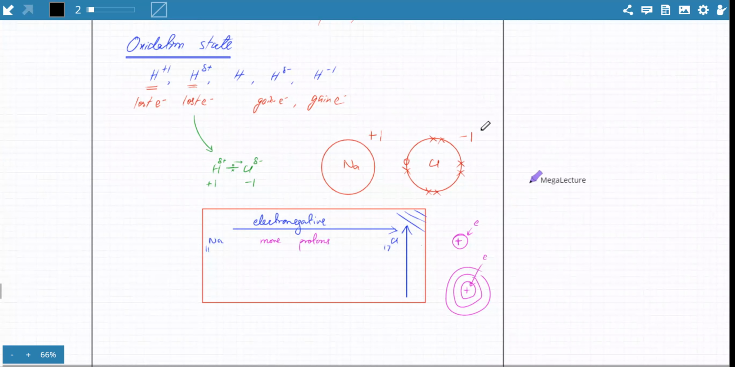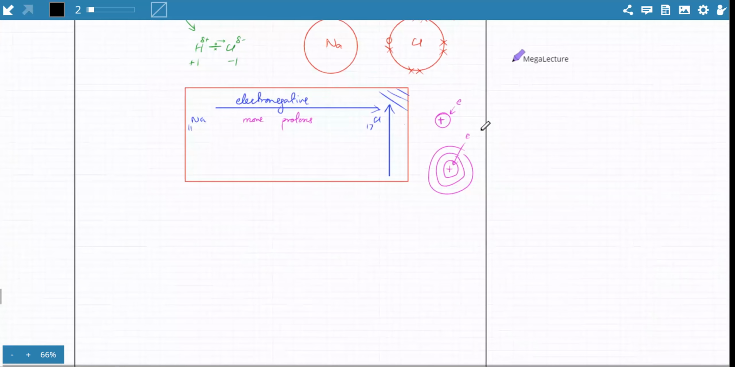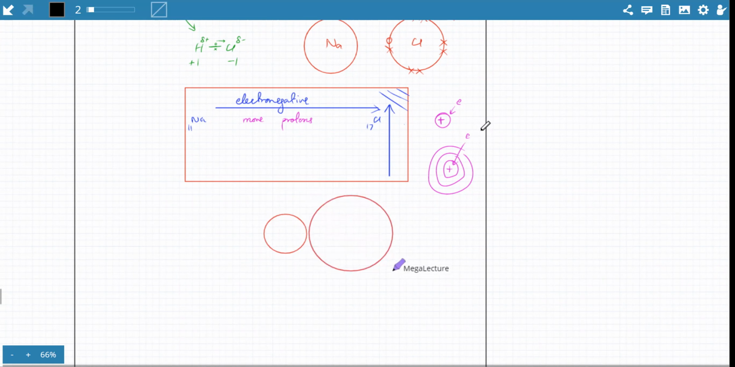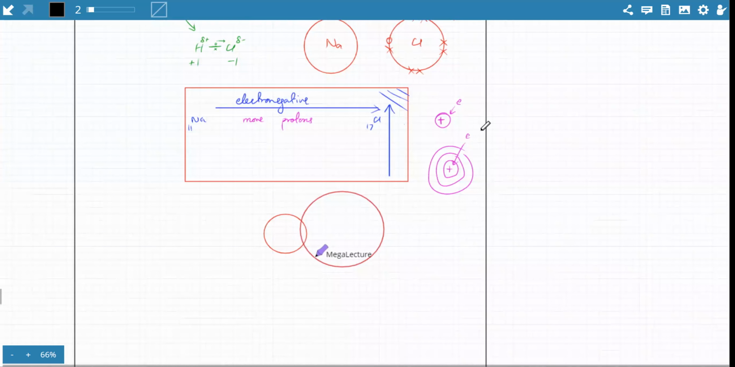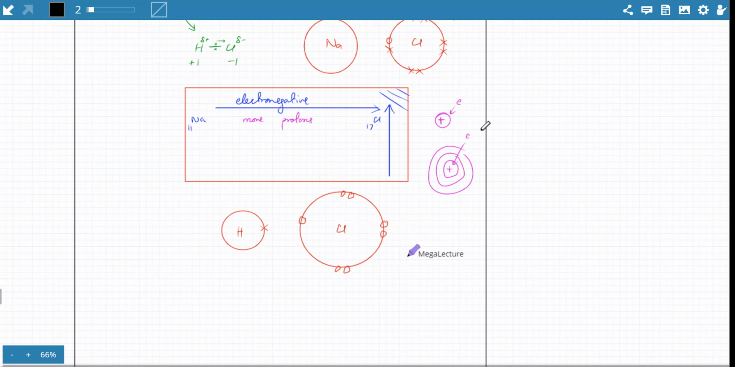In this case, there is no difference between charge and oxidation state. But when it comes to an HCl molecule, okay, if I draw the dot and cross diagram for an HCl molecule, let's do a couple of examples. Now in an HCl molecule, there are two non-metals.